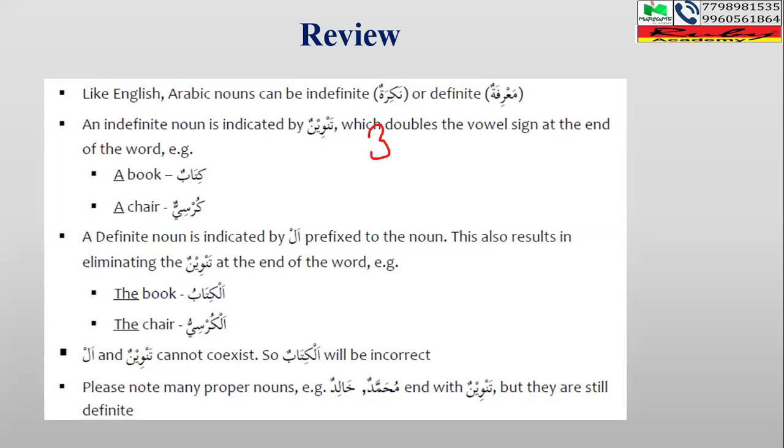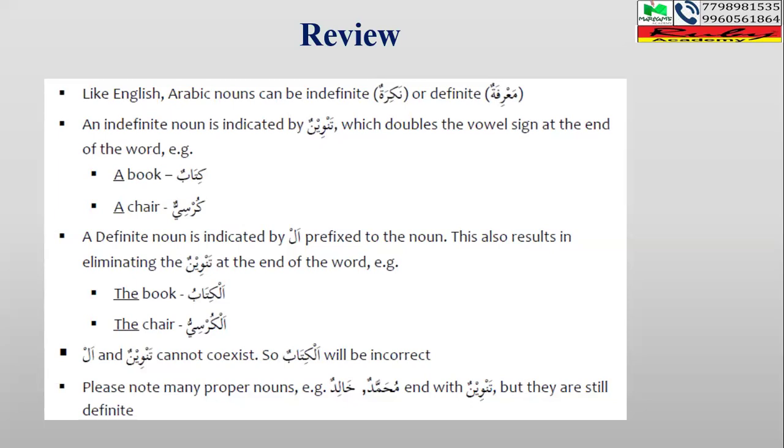Ismul Jins, that means common noun, has 2 types, definite and indefinite. So like in English, an Arabic noun can be indefinite or definite. Indefinite, we say Ismul Nakira, and definite, we say Ismul Ma'rifa. What is the sign of an indefinite noun? Whenever the noun ends with tanween, we can say it is indefinite.